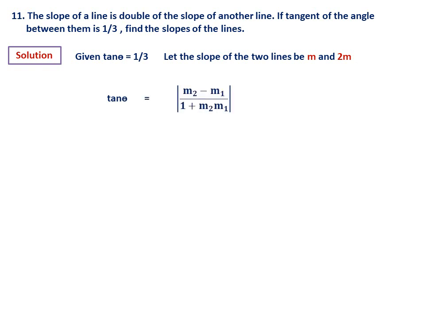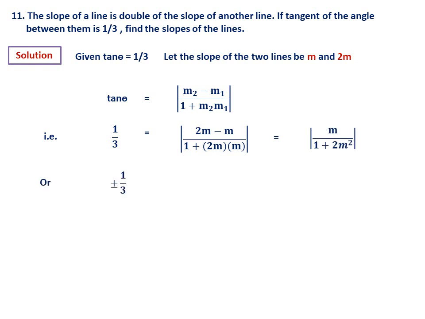Now what is given is tan theta equal to, this is the formula we have studied, (m2 minus m1) by (1 plus m1 m2). Substitute, that's all. So 1 by 3 equal to 2m, because m2 is 2m, m1 is m. So simplify. So this gives you m by (1 plus 2m squared). Therefore what happens, if you remove the mod, it will be plus or minus 1 by 3 equal to m by (1 plus 2m squared). Of course you have to solve it.